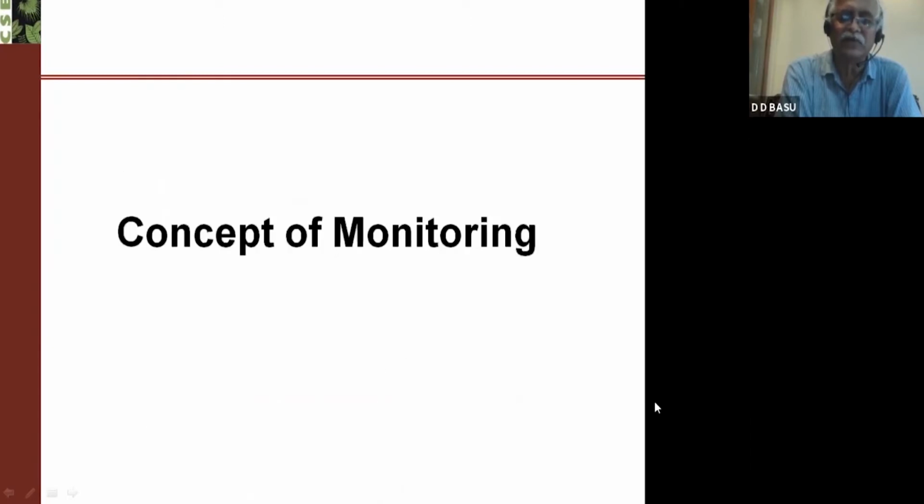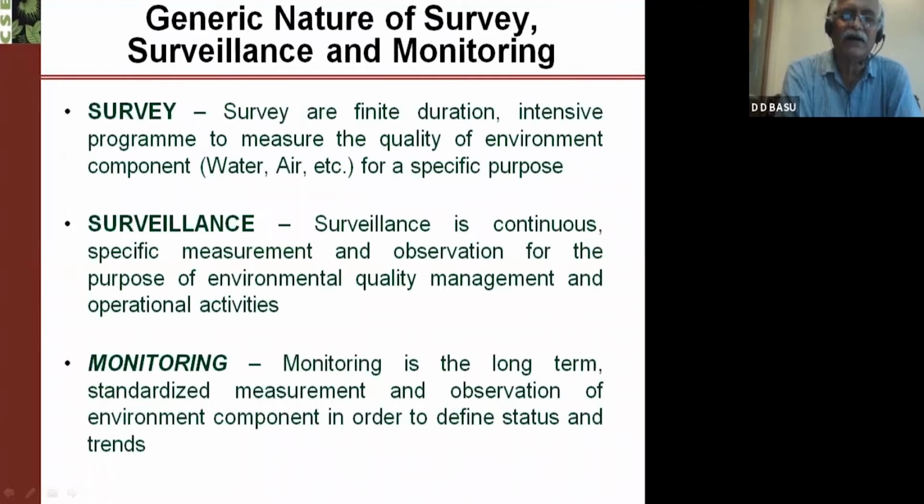The next one is the concept of monitoring. What is actually monitoring? I am trying to explain the generic nature of three words: survey, surveillance, and monitoring. These are very close words. A survey is a finite-duration, intensive program to measure the quality of an environment component. That means a time-bound program where we have to measure the quality of the environment, particularly here the air quality component, for a specific purpose, such as assessing the pollution.